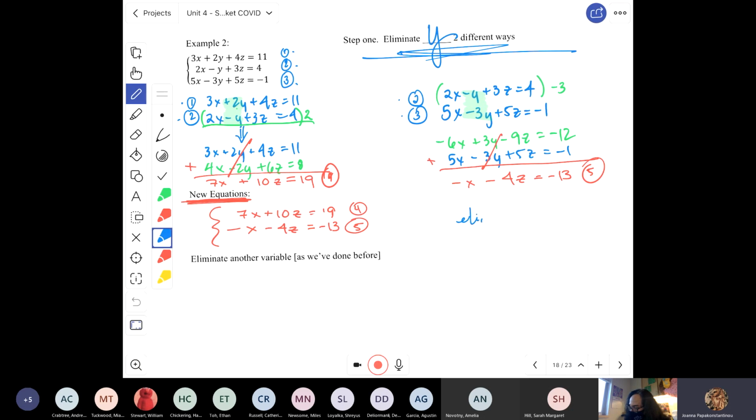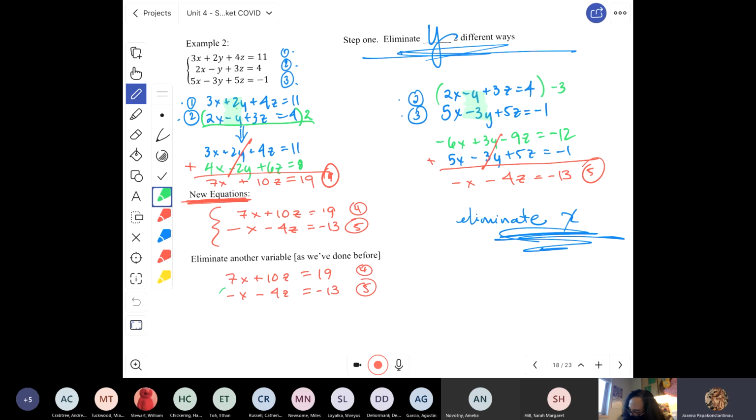And what variable do you think you're going to want to eliminate now? X. I would eliminate X. So if I want to eliminate X, I'm going to keep my first equation alone. Not change it, but what am I doing to my second equation so that I can eliminate X? Multiply by 7. I agree.